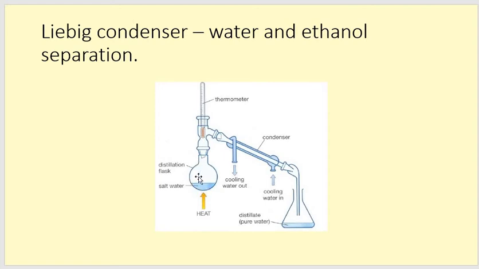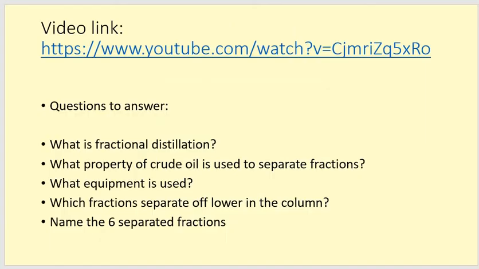We've used it for water and ethanol at school. Ethanol boils at 79 degrees centigrade, whereas water boils at 100, so we would actually have ethanol at the bottom and water left behind. Slightly more complicated when it comes to crude oil, because there are actually 6 different liquids.